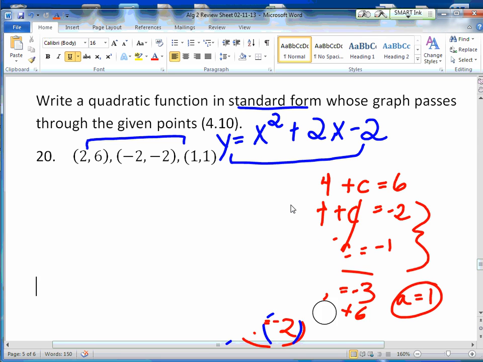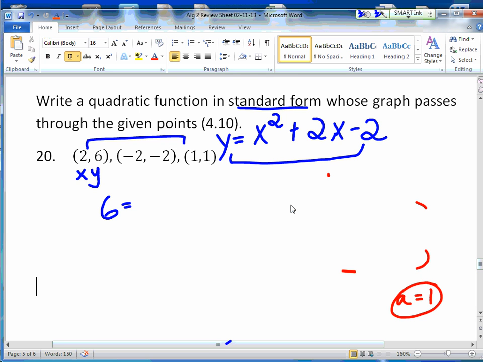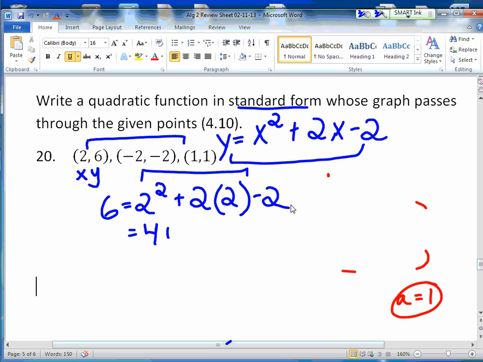Actually, I'll use the first point because it's going to be a little bit more interesting than if we just plugged in 1, 1. Okay. So we're plugging in these x and y coordinates. So 6 equals x squared, x is 2, plus 2 times x, 2 times 2, minus 2. So does this give us 6? It gives us 4 plus 4 minus 2, which is 6. And you could complete that with the other 2 points, and you'd find that you had indeed found the correct answer.